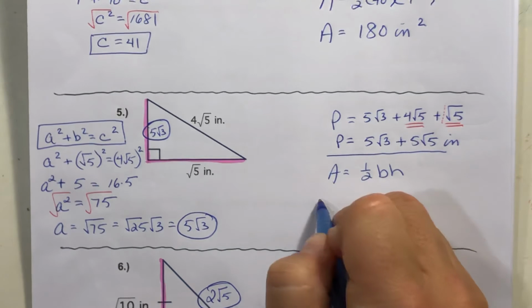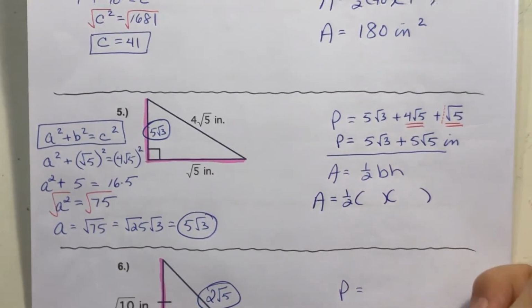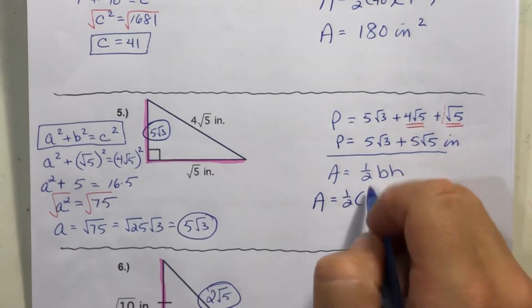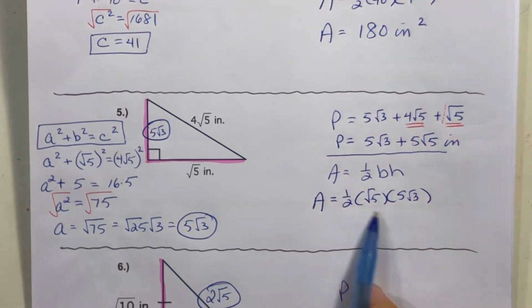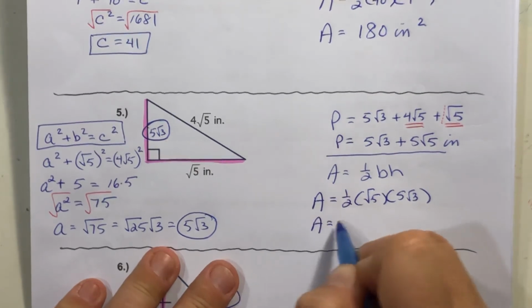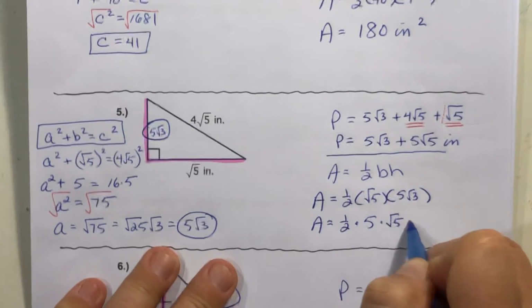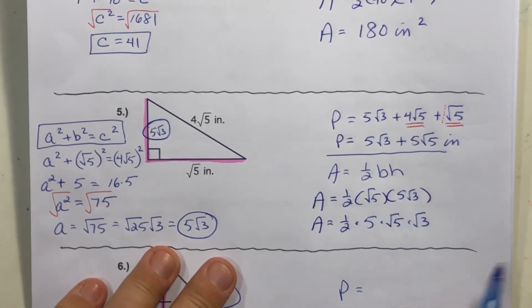Alrighty, let's keep it going here. So now area is going to be 1/2 times the base times the height. My base is radical 5. My height is 5 radical 3. Okay. Now, at this point in time, guys, I'm going to just reorganize this. I'm going to write this as A equals 1/2 times 5 times radical 5 times radical 3. All I did was put the numbers out in front and the radicals to the right.